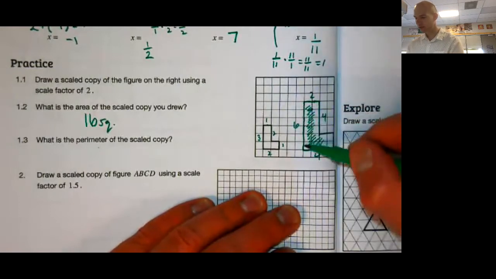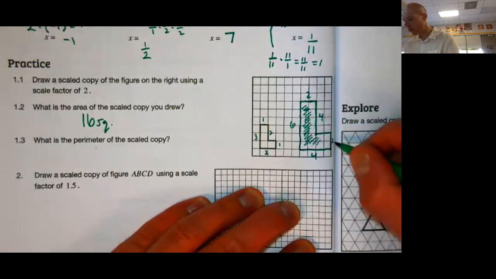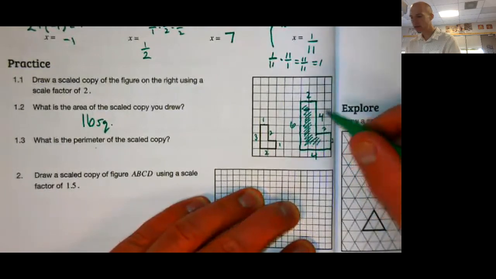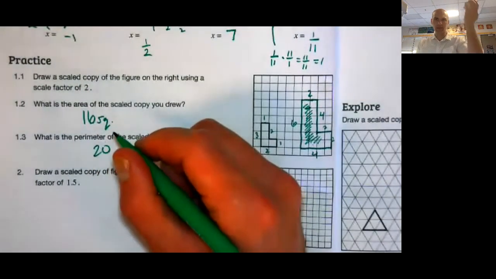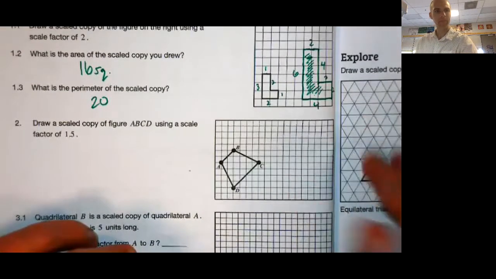This is 6 plus 4 is 10. Over here is 2, so that's 12. Here's another 2, that's 14. Plus this 4 makes 18. You got this 2 on the top, which is 20. So it's 20 boxes, square lengths, I don't know what to call them, around grid marks.